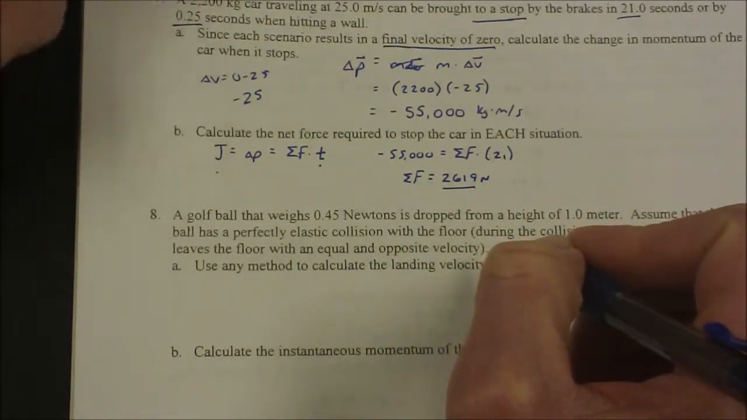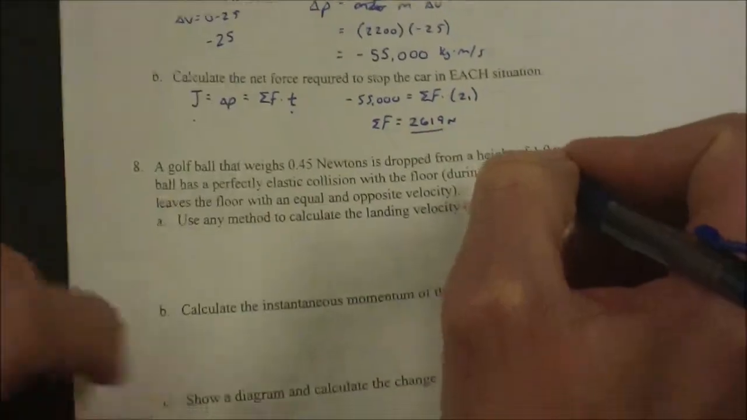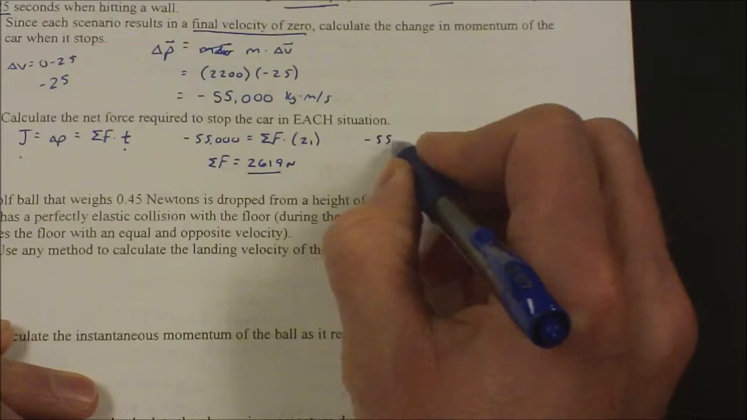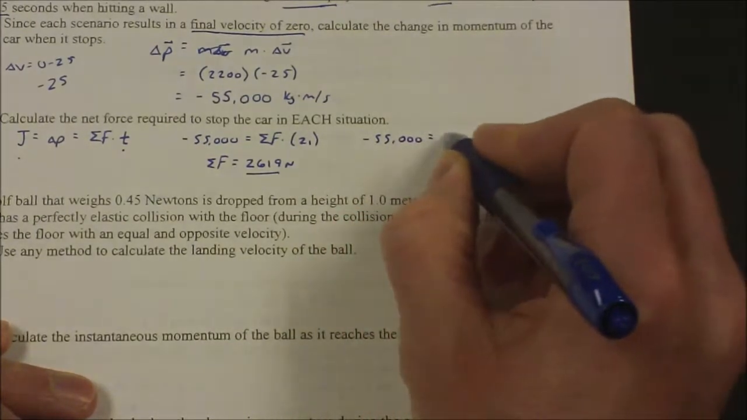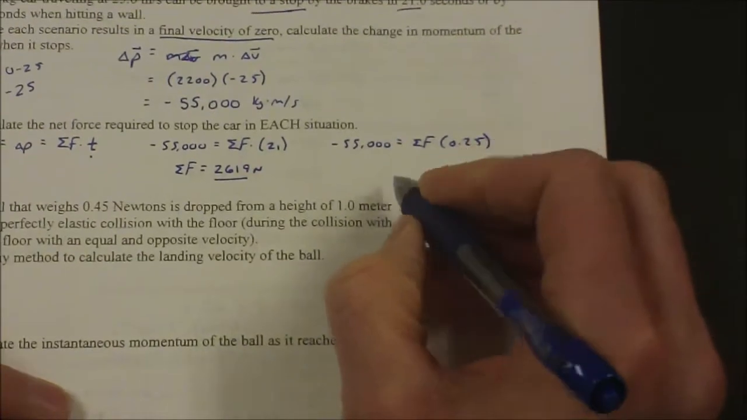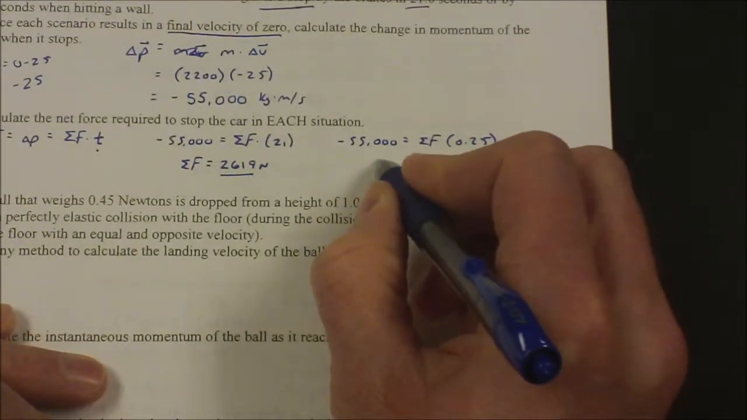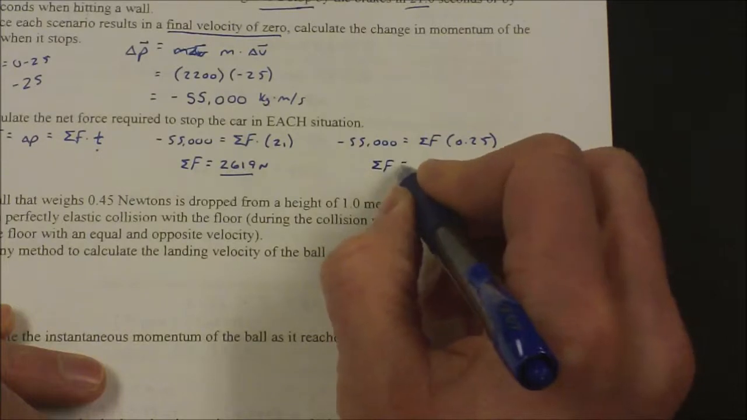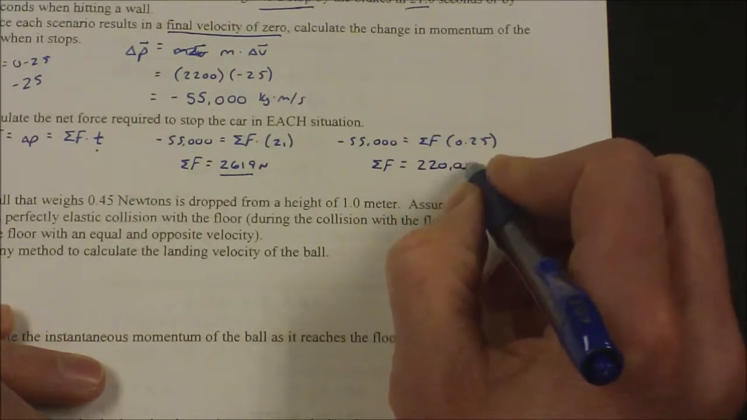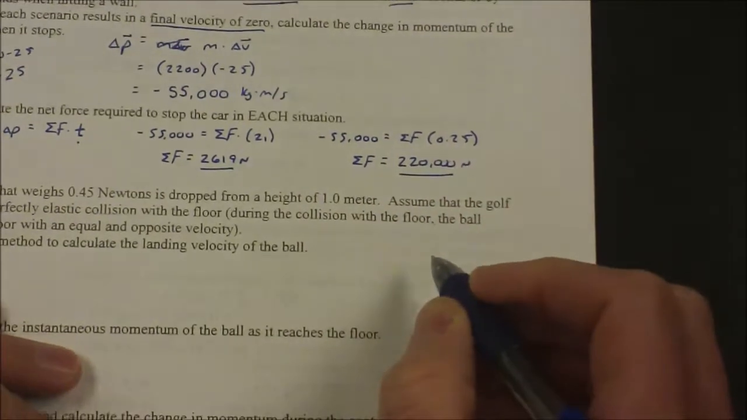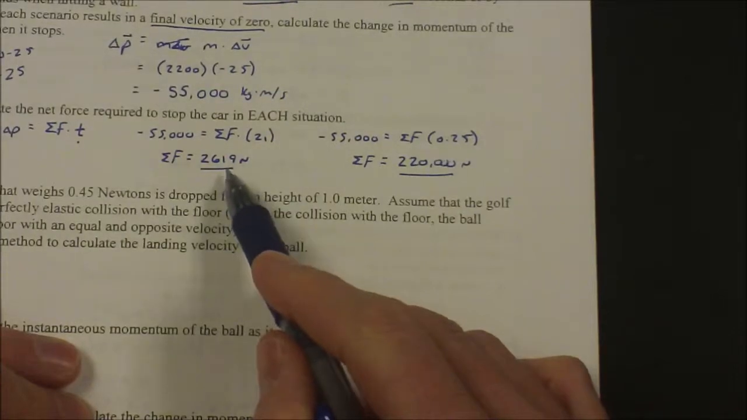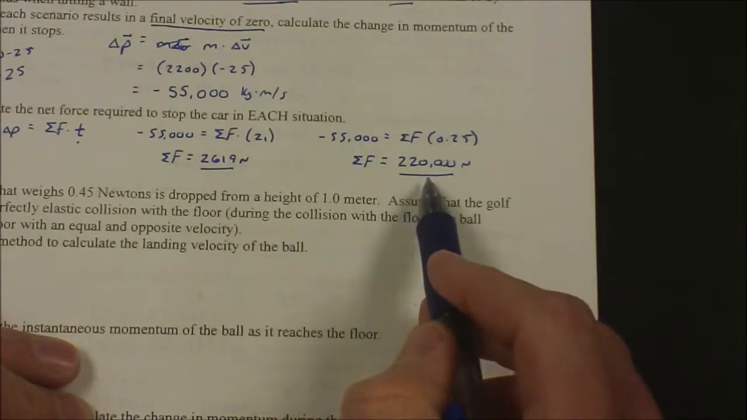If I do the same work for my second time given, the time is much, much smaller, 0.25. So 55,000 divided by 0.25, the same as multiplying it by 4, I get 220,000 newtons. We can see the enormous difference in the amount of force. This would be gradually applying the brakes. This would be smashing into a wall.